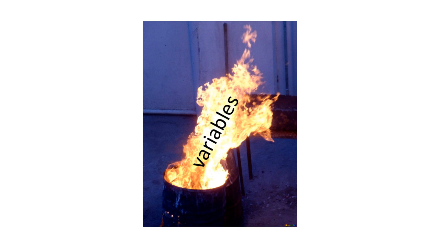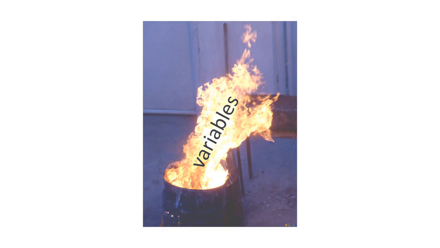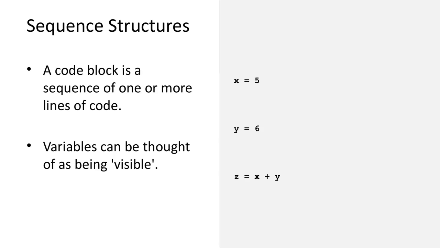In this video, we will look at the concept of variable scope in the context of control flow constructs. Previously, we looked at sequence structures. They are the simplest of the three control structures. Lines of code in a code block get executed in sequence, one by one.